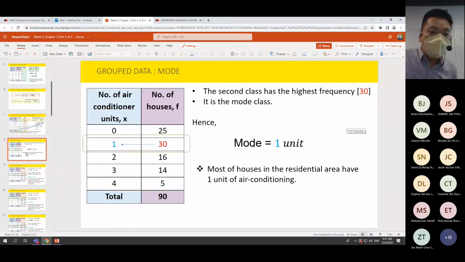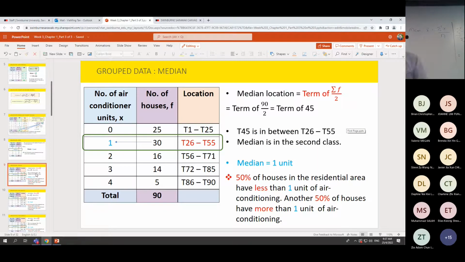Okay, next measurement. What is it? The next measurement will be median. Median, we know that is the middle number, right? The middle value of the aircon owned by the households. For median, it's good that you add 1 column. It's called the location column or term column, which is this one. If you don't want to use the word location, you can use term. Also acceptable. Location or term, same meaning.